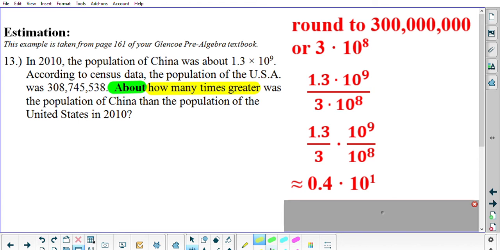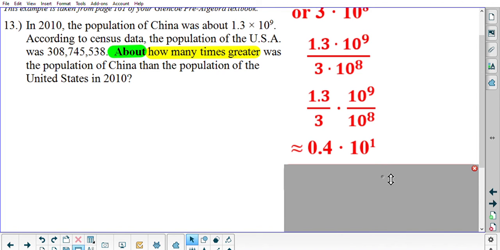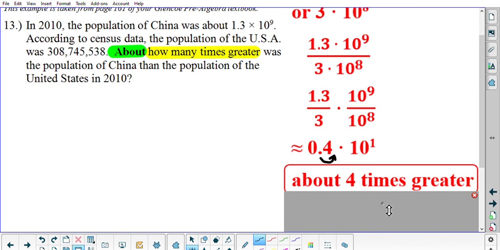Now, did the directions say we had to have this answer in scientific notation? No, it did not. So we're going to put this actually in standard form. If you take 0.4 and you multiply it times 10 to the 1st power, that's going to take the decimal point and move it one place to the right. And so that's going to give you an answer of 4. So the answer is about 4 times greater the population of China was than the population of the United States from the year of 2010.